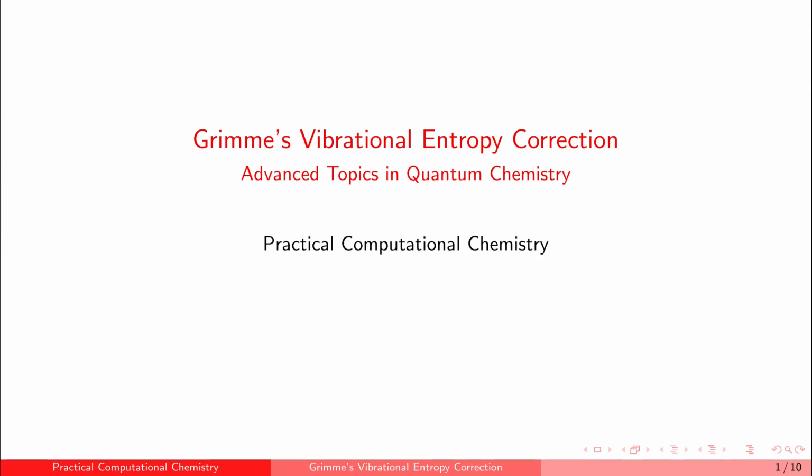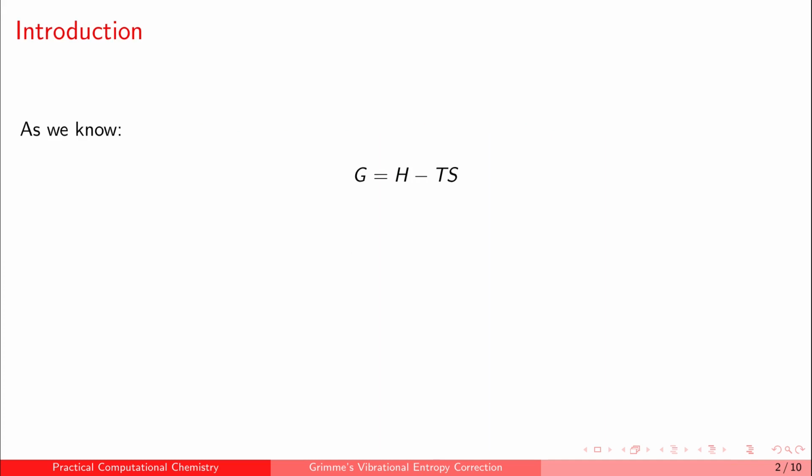This video will discuss Grimme's vibrational entropy correction, which affects the main property we want from the calculation, which is free energy. As we know, the free energy G is equal to the enthalpy H minus the temperature T times the entropy S. And this is precisely what the frequency calculation allows us to obtain.